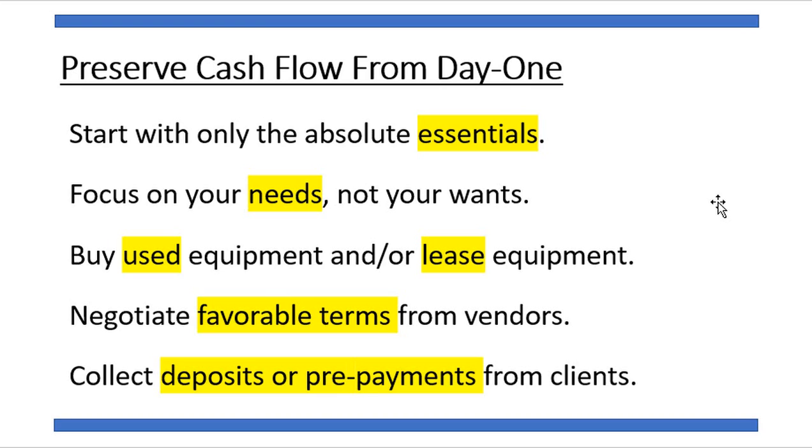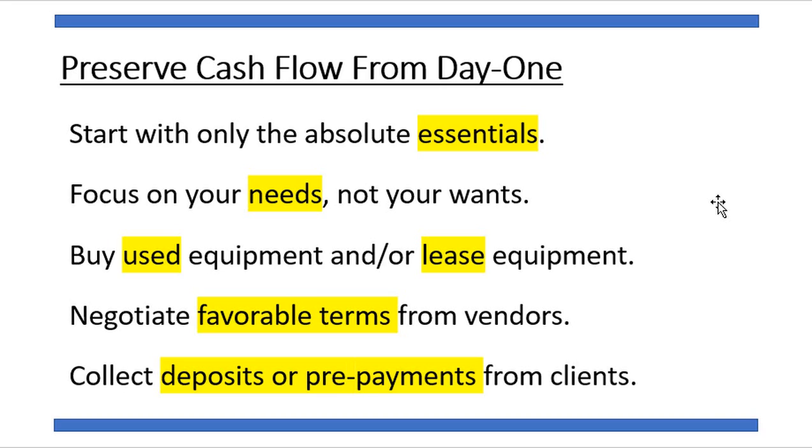Another great way to save money in startup is to buy used equipment and or to lease equipment rather than paying for it outright. As an example, if you need a $10,000 piece of equipment, rather than spending $10,000, you could lease it and potentially pay $300 a month or something.